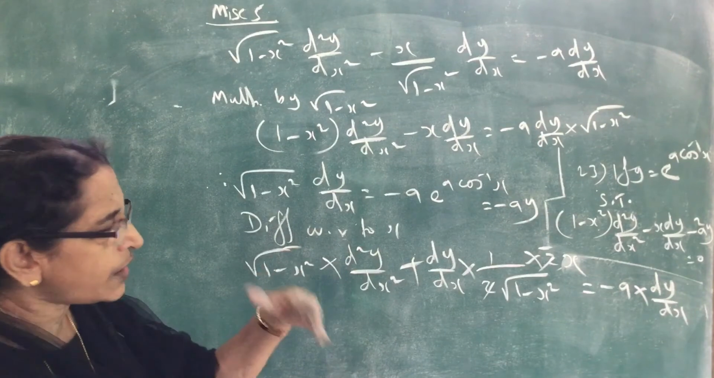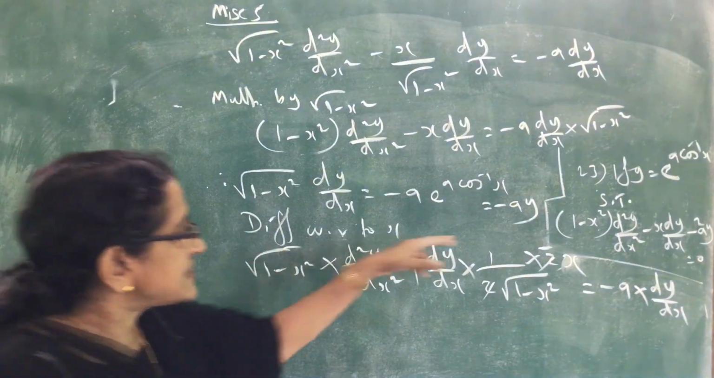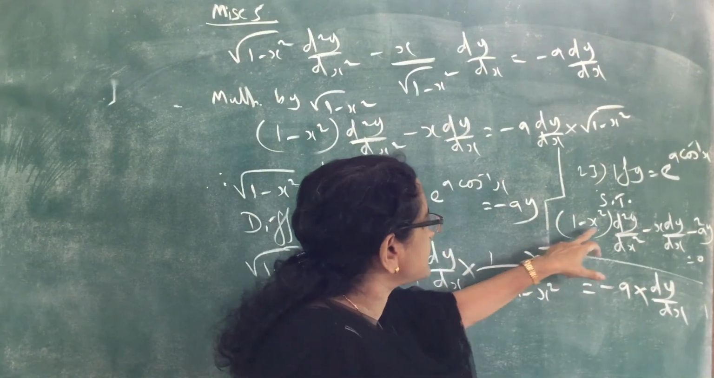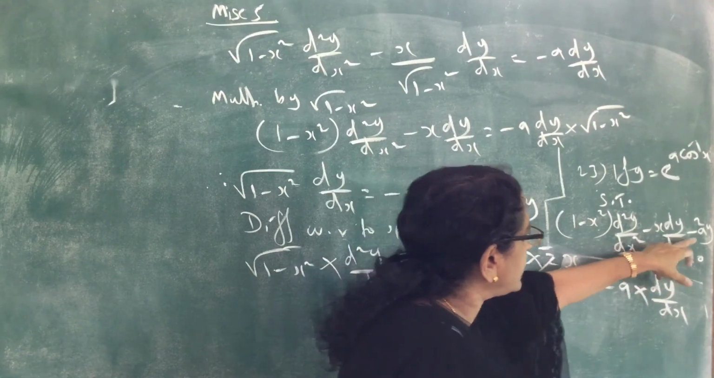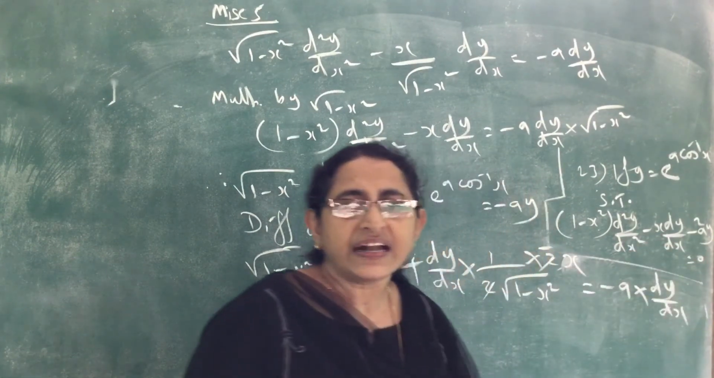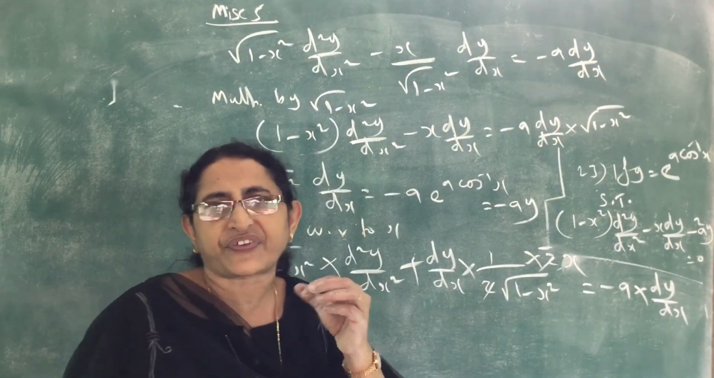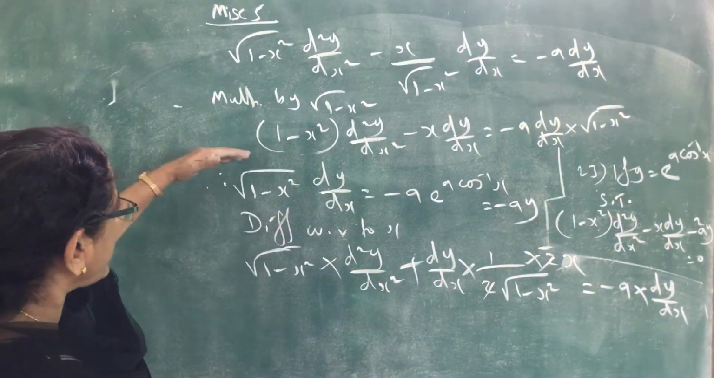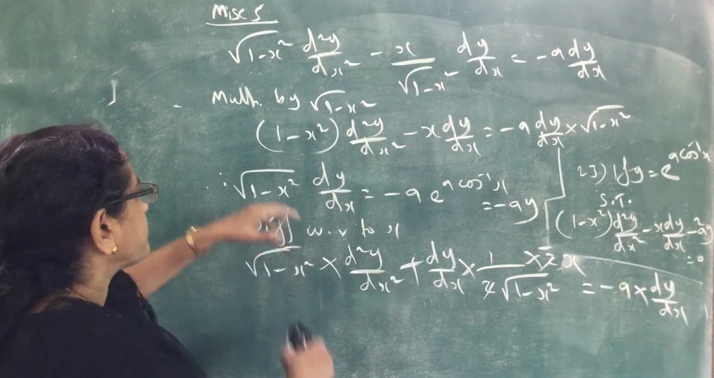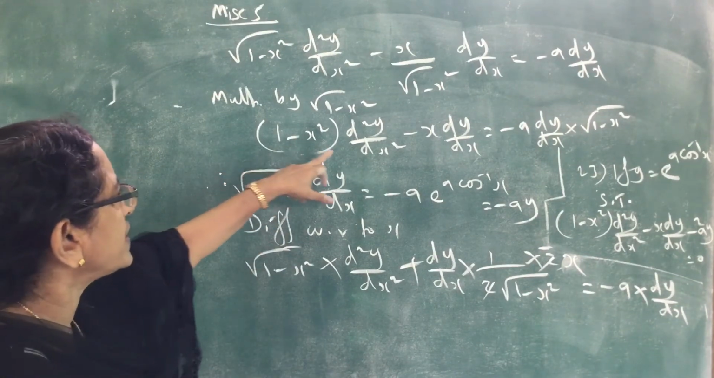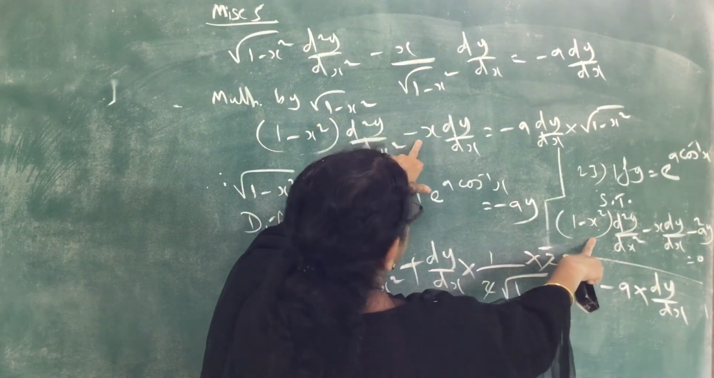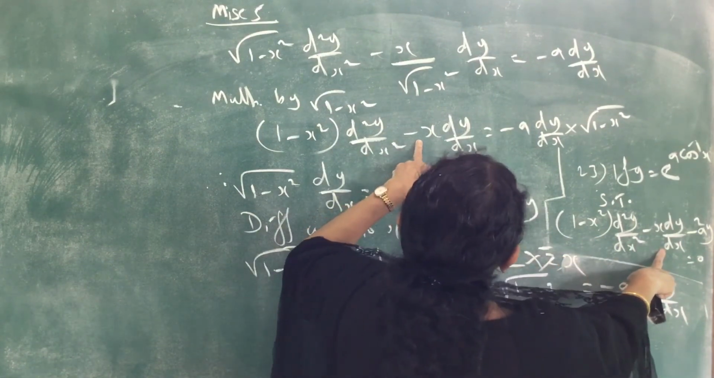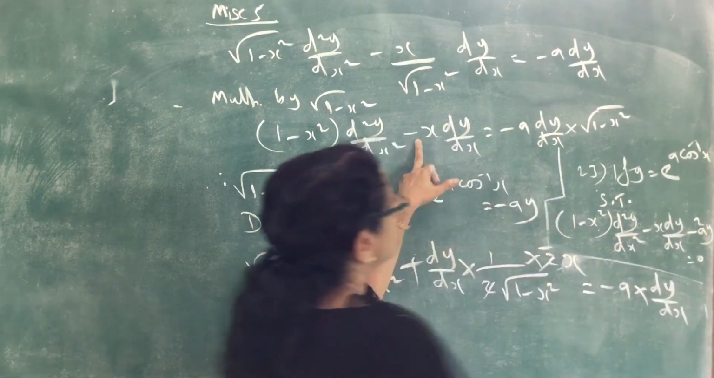See now what we want to prove. We have to prove that 1 minus x square d square y by dx square minus x dy by dx minus a square y equals 0. That is what we want to prove. Only a small difference in what we got now. We got 1 minus x square d square y by dx square, the first term, same. Minus x dy by dx, that is also the same. Now only a small difference: minus a square y.